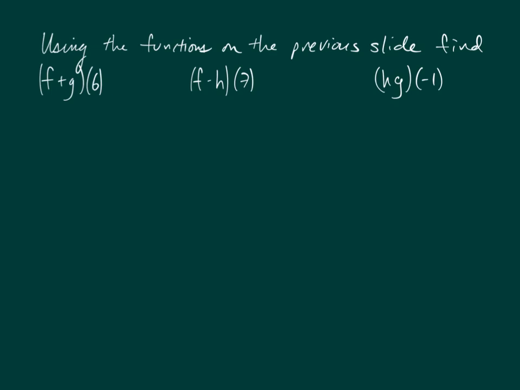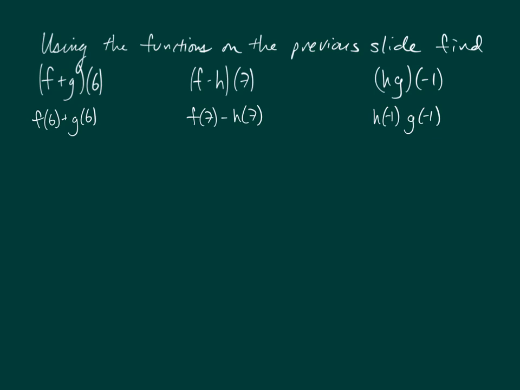Using the functions on the previous slide, find the following combinations. So we have f plus g of 6, f minus h of 7, and hg of -1. And I just want to make sure everybody understands this operation here is multiplication. It is h times g of -1. But these all break down really nicely into the following formats.